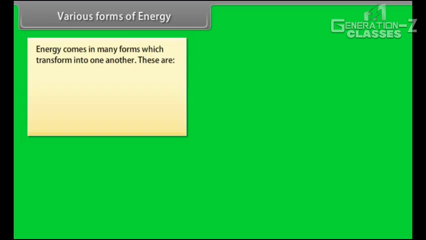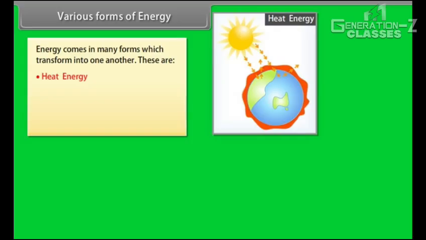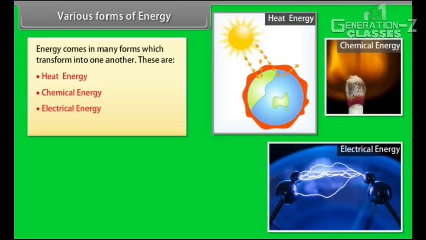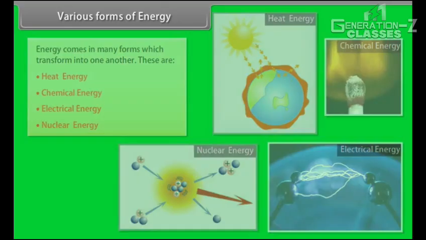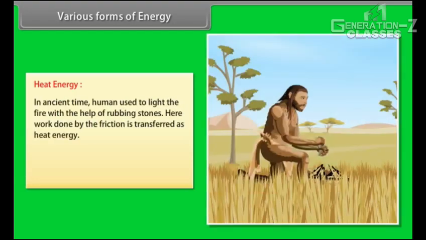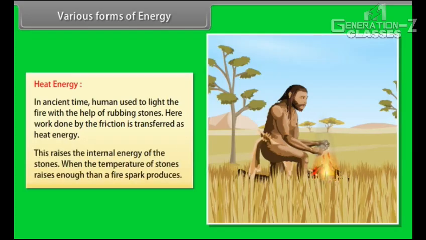Various forms of energy. Energy comes in many forms, which transform into one another. These are heat energy, chemical energy, electrical energy, nuclear energy. Let us take an example for better understanding. In ancient times, humans used to light fire with the help of rubbing stones. Here, work done by the friction is transferred as heat energy. This raises the internal energy of the stones. When the temperature of the stones rises enough, then a fire spark is produced.